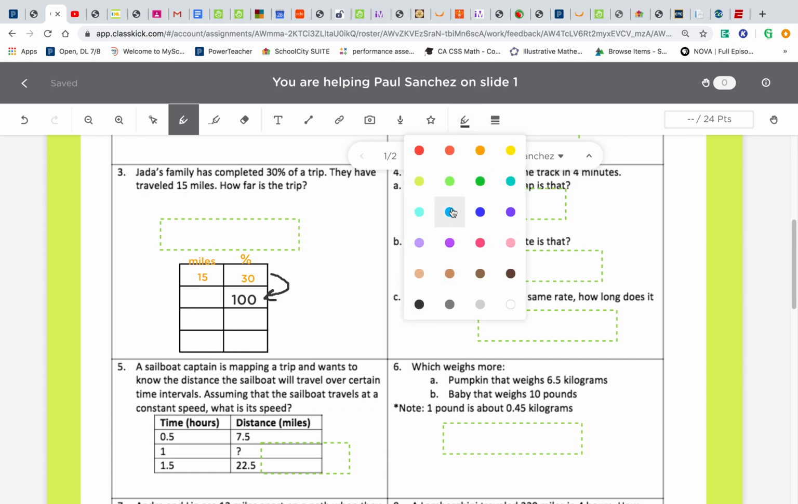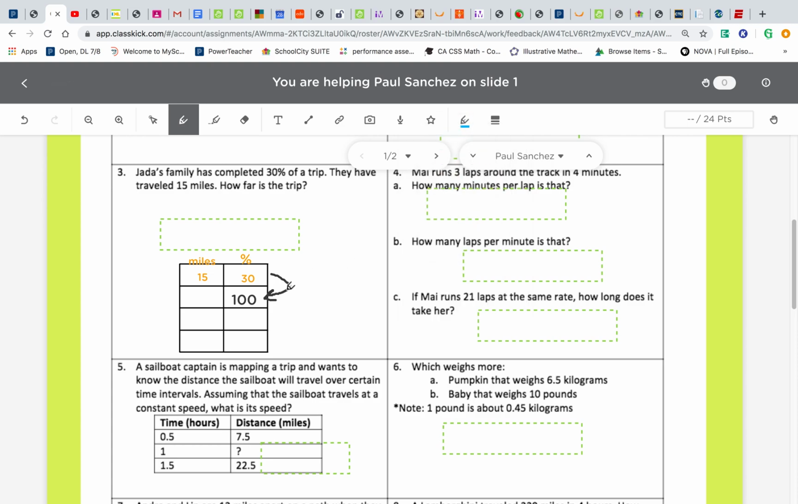Well, it can be difficult to figure out what to multiply by to go from 30 to 100. So what may help us here is to think about what 10% of the trip would do. And I say 10% because 10% is easy to find, and it's also going to be easy to get back to 100. So let's fill in a value here for 10% first, and then we can come back. So 10% is going to be, you're going to have to take the 30% that we know about and divide it by what? 30% divided by 3, right? So 15 miles also divided by 3.